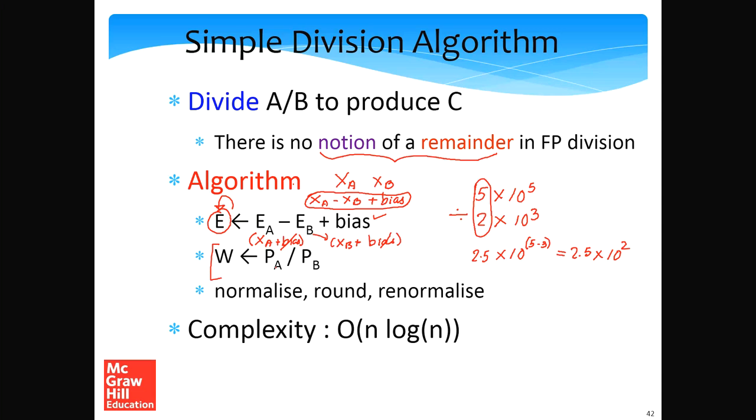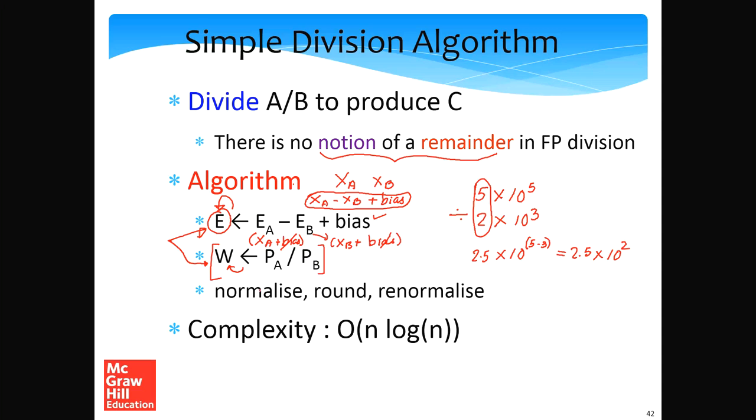Subsequently, what we do over here is that we divide the significands. So we divide PA by PB, and we save that in the result W. Right, so E and W is the standard convention that we have been using up till now.